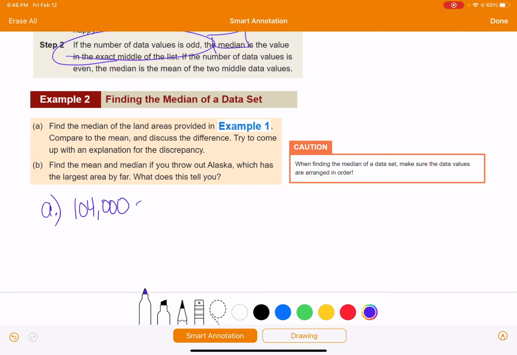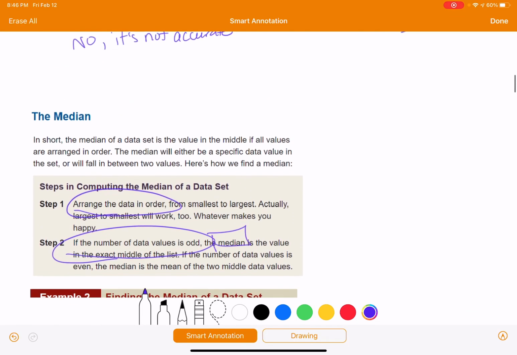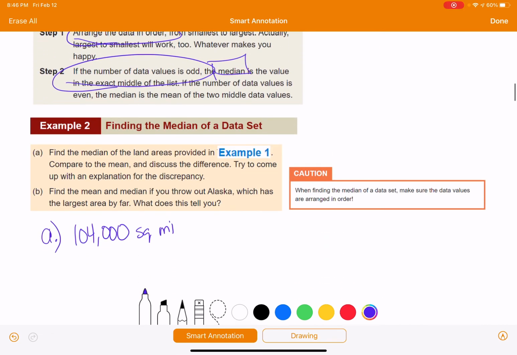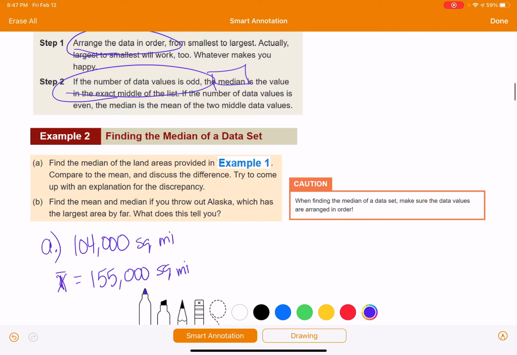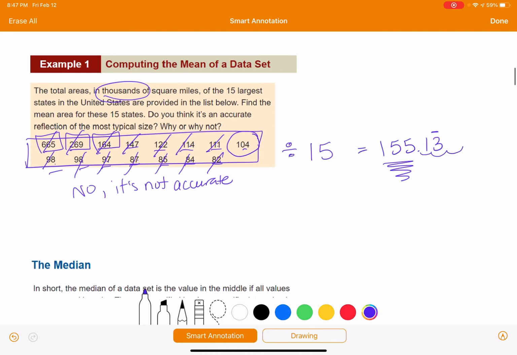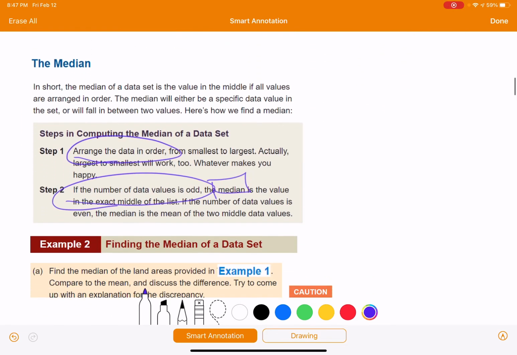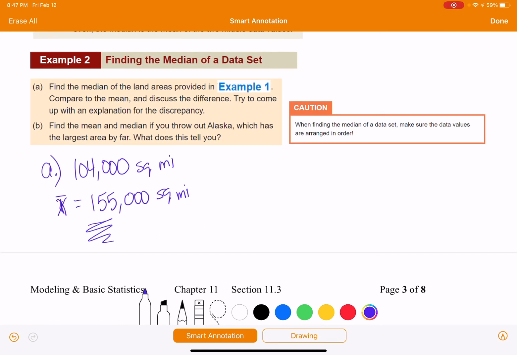104,000 square miles. The mean, remember the mean was 155,000 square miles. Okay, so our median is lower than the mean, and that's probably because the one extremely large state is raising the mean considerably. So our one large state, that 665, is making that mean heavy.